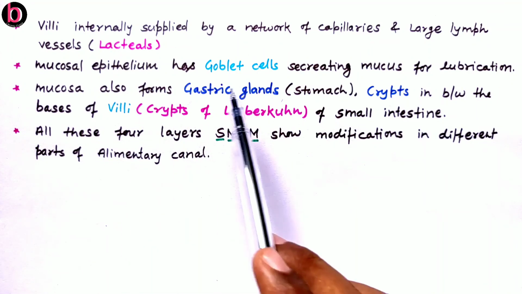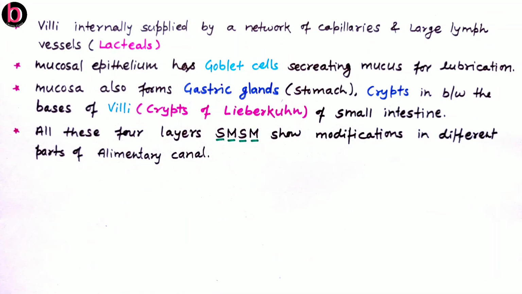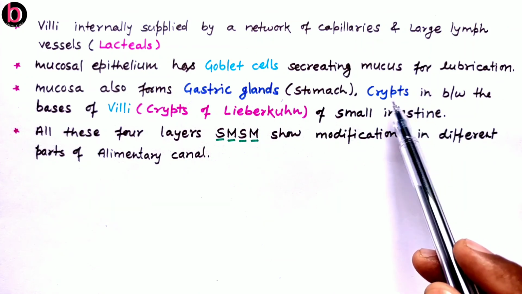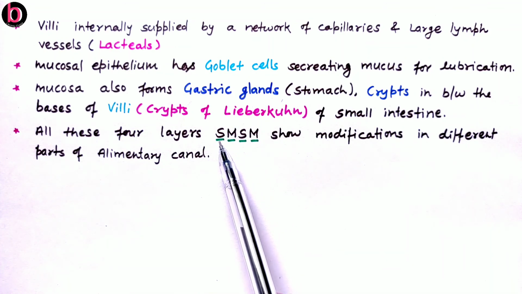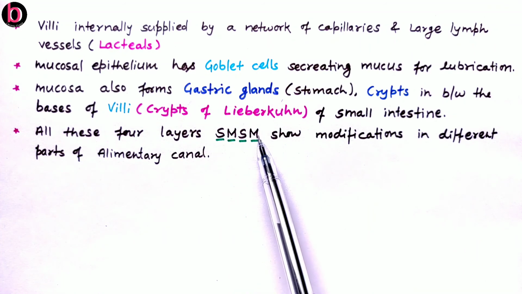Mucosa also forms gastric glands in the stomach that are responsible for a number of enzymatic as well as hydrochloric acid secretions. In case of the small intestine, this will form crypts that are present at the base or in between the two villi, also known as crypts of Lieberkühn, and they are for secretion of intestinal juices, also known as succus entericus.